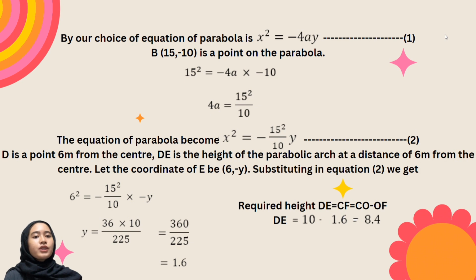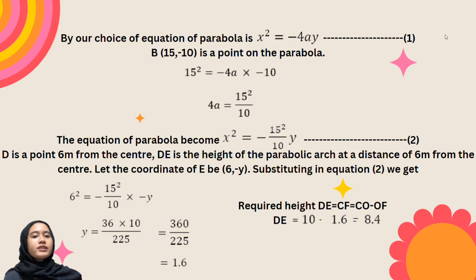So we're gonna substitute it into the equation and we get 15 squared equals negative 4a multiplied by negative 10. 4a equals 15 squared over 10. The equation of the parabola becomes x squared equals negative 15 squared over 10 multiplied by negative y. So this equation is gonna be our second equation.